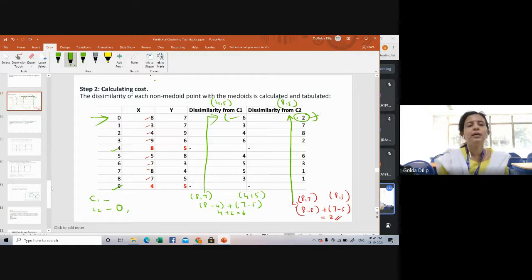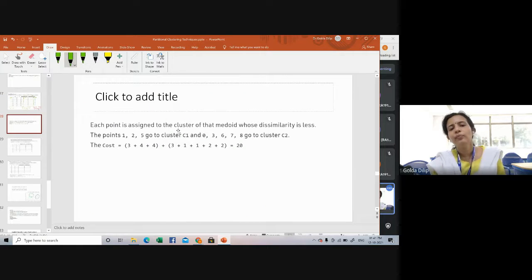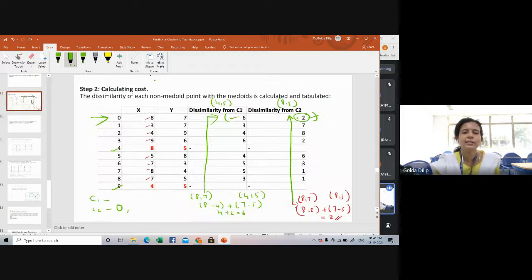What does it say? It tells you each point is assigned to the cluster of that medoid whose dissimilarity is less. So comparing these two values here, this is the one with the less dissimilarity. So it belongs to C2. So object 0 is being assigned to cluster C2.